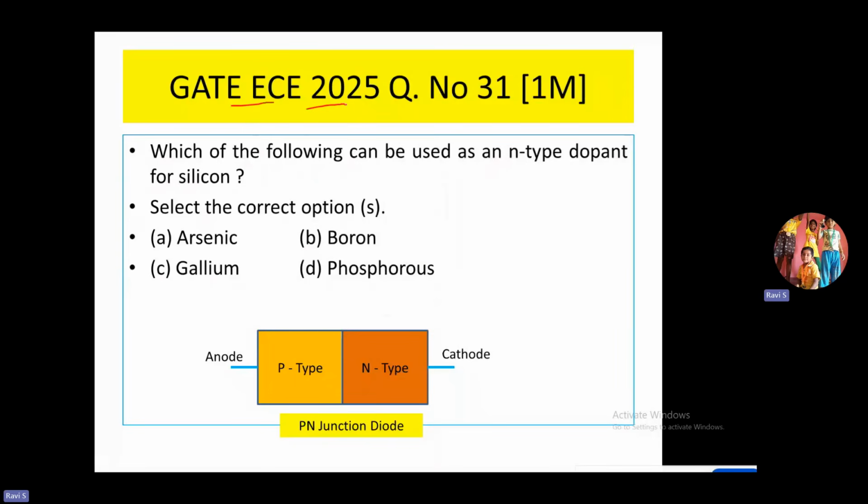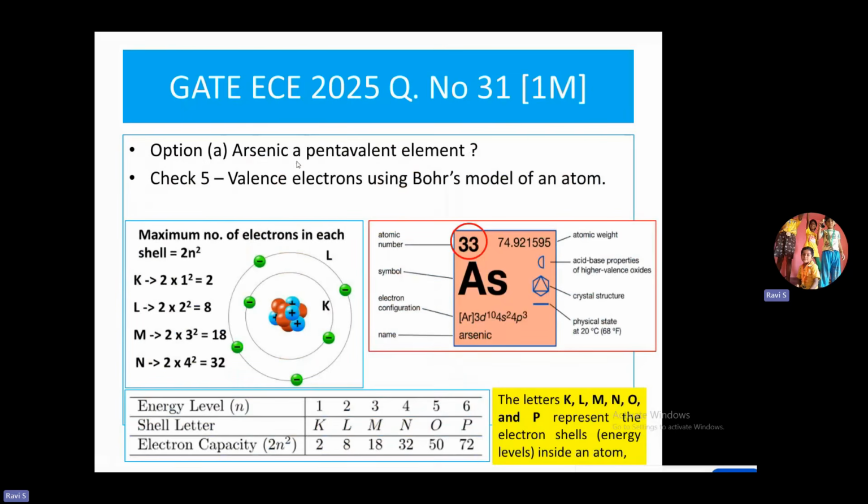GATE ECE 2025. Which of the following can be used as N-type dopant for silicon? Select the correct options. 4 options are given like arsenic, boron, gallium and phosphorus. We need to identify the correct options among the given 4. Let us start with arsenic.